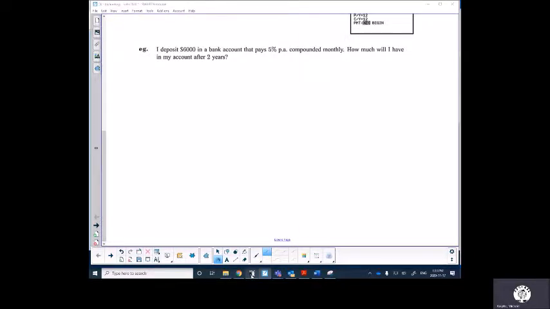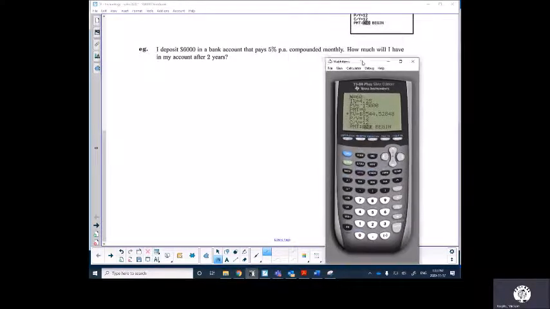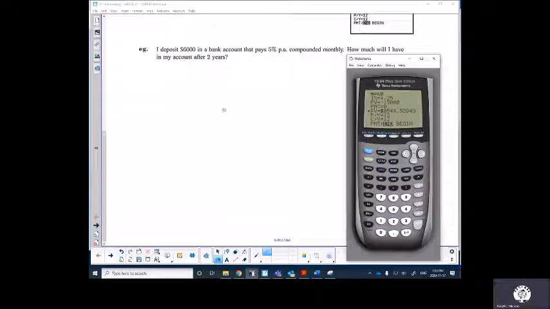So we're going to deposit $6,000 into the bank account that pays 5% per annum, compounded monthly. So it's already set up for compounded monthly because the payments per year and compounding per year are both 12. It's going to be 2 years, so I'm going to go up to N, and it's going to be 2 times 12, which will be, of course, 24.